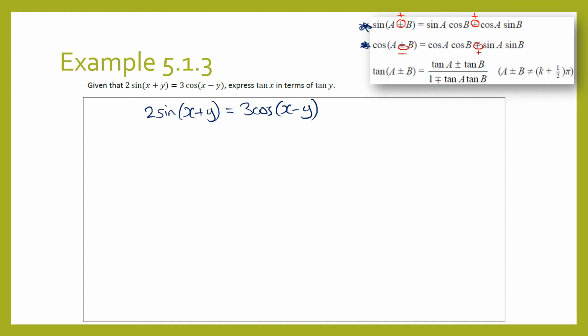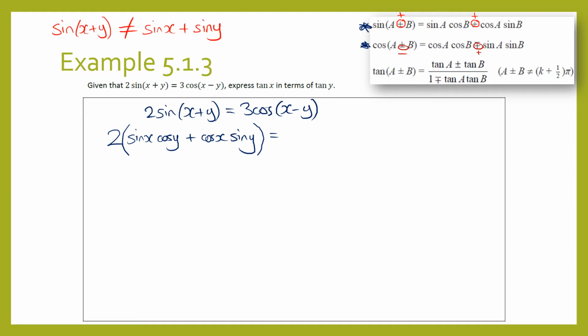So let's apply the formulae. Sine of x plus y is going to be sine x cos y plus cos x sine y. So what I've done there is expand sine of x plus y. There's a 2 here. This is multiplied by 2. So don't make the mistake of just putting the 2 there. That's no good. The whole thing, both terms, need multiplying by 2.